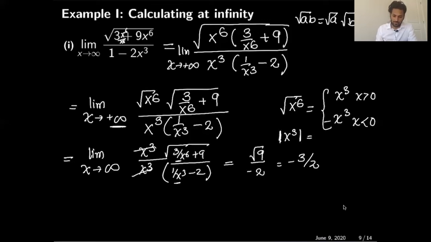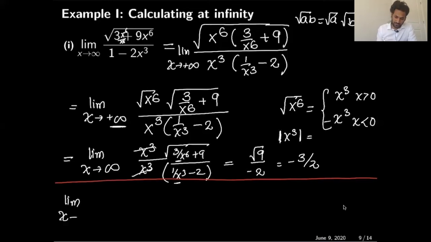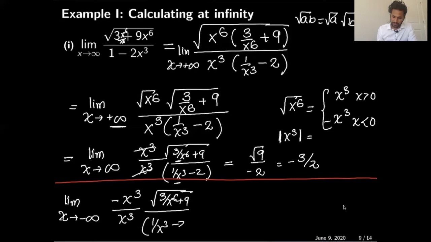Also notice, if I compute the same limit as x approaches minus infinity, here the square root of x to the power 6 will simplify to minus x cube, divided by x cube, times the square root of (3 over x to the power 6 plus 9), divided by (1 over x cube minus 2). In this case, I will cancel this out and get negative square root of 9 divided by negative 2. The answer will be 3/2.